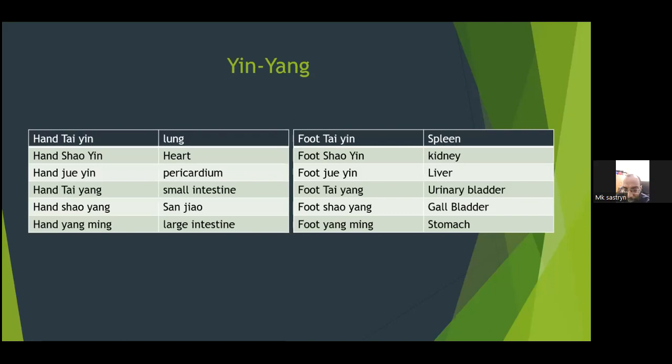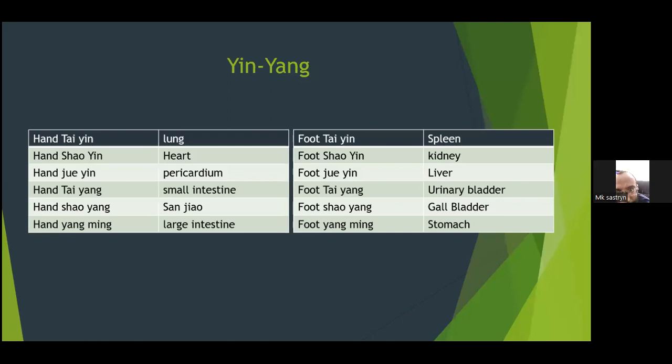So they are what? Tai yang, shao yang, yang ming. Tai yin, shao yin, jue yin. Clear? Each is connected with one hand, one leg. So hand shao yin is connected with foot shao yin. So heart balances with kidney. Jue yin, pericardium is connected with hand, foot jue yin, that is liver. If there is a pain in the pericardium channel, where will you needle? Liver.